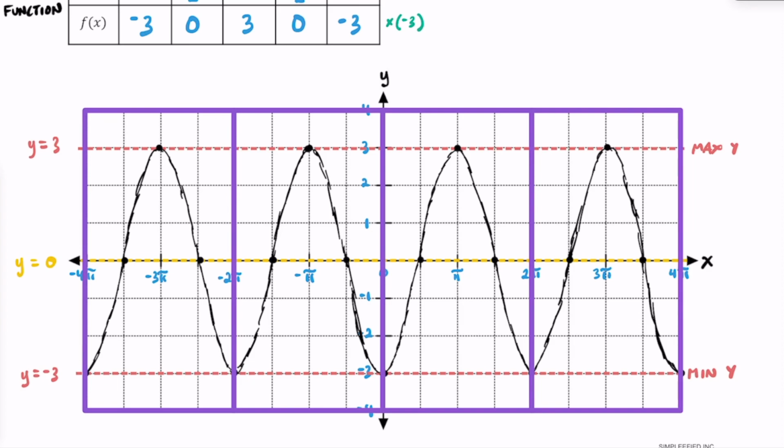Here's what 3 more periods of this function would look like if we just continued that pattern. All right, so there you have an example of how to graph a cosine function that has a reflection across the x-axis as well as a vertical stretch.